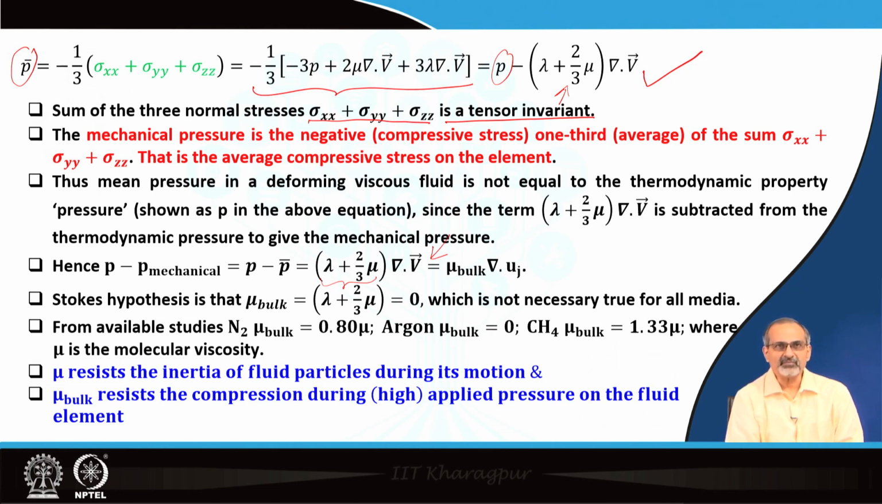But in later times it has not necessarily been found to be true for all kinds of media. From available studies, for example, for the gas nitrogen in its molecular form, we find that mu bulk is approximately 0.8 mu. For argon, though, it is 0. For methane, it is 1.33 mu, and so on, where mu of course is the molecular viscosity. Recall that the molecular viscosity resists the inertia of fluid particles during their motion, and mu bulk resists the compression during high applied pressure on the fluid element. So, this gives you an overview of thermodynamic pressure, how it is connected with mechanical pressure, and what role mu bulk plays in between.